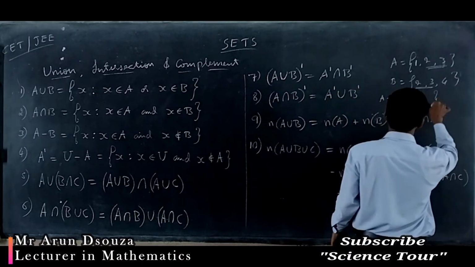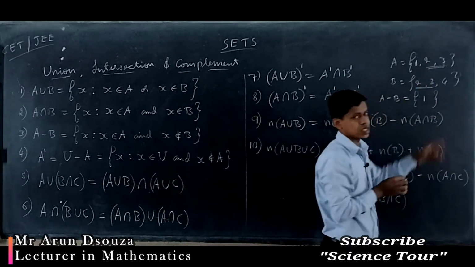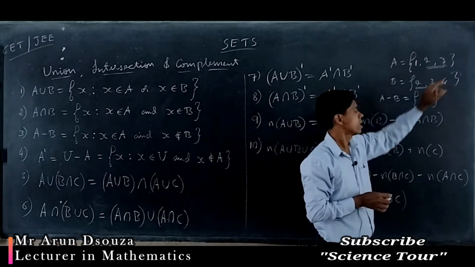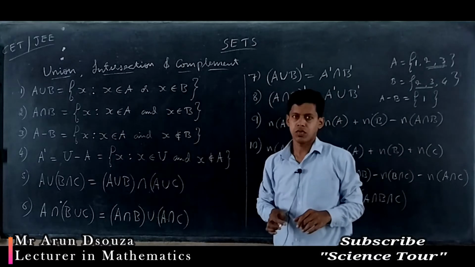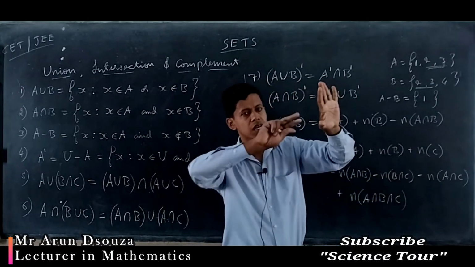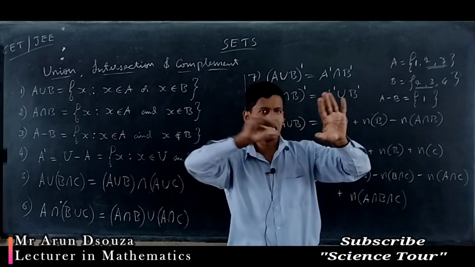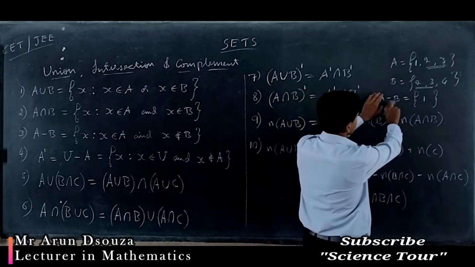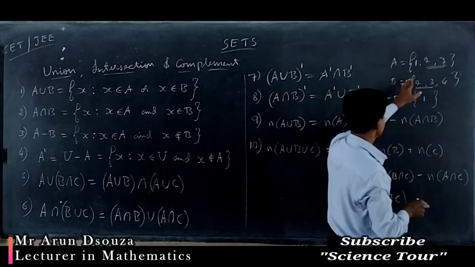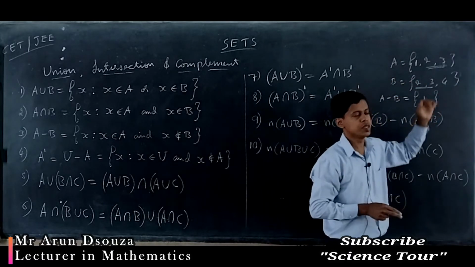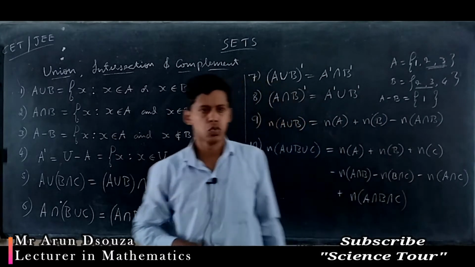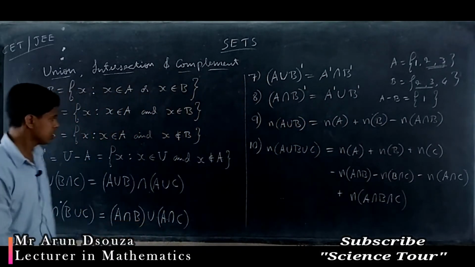So it will include only 1, because that's the only element which is exclusively found in A and it is not found in B. So from the set A, remove the elements of B. That's what it means. From A, subtract B. The elements of B are 2 and 3. Remove them. What remains is 1. So that is about the difference.